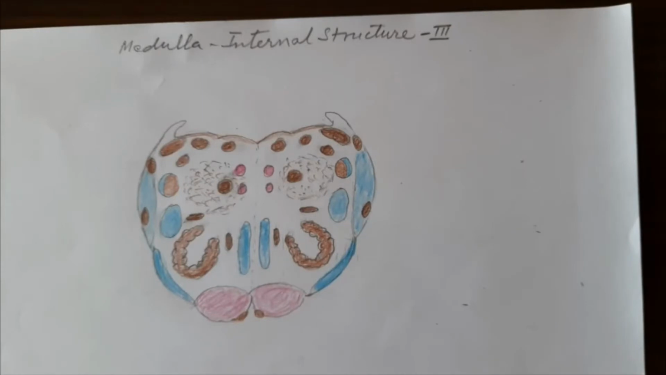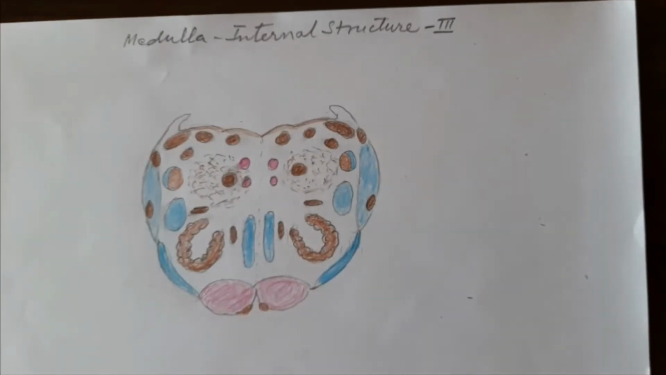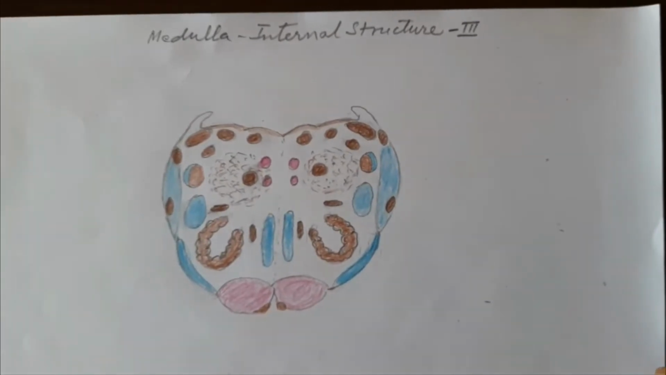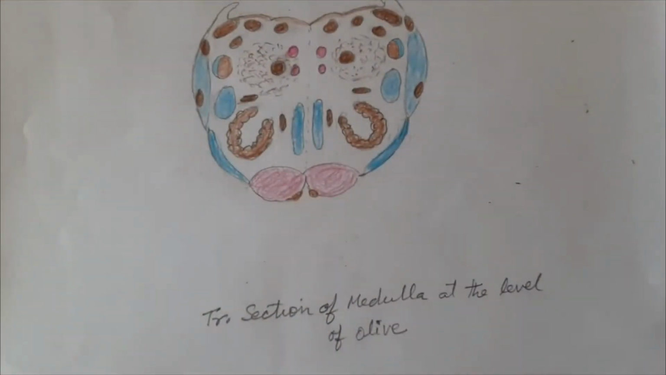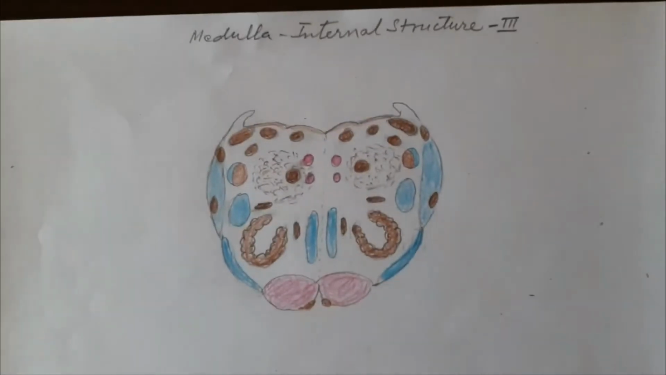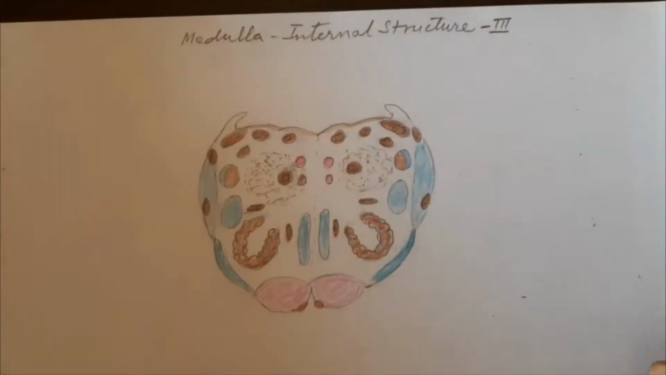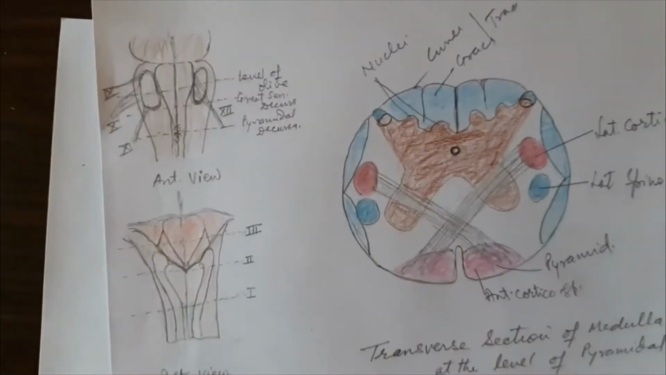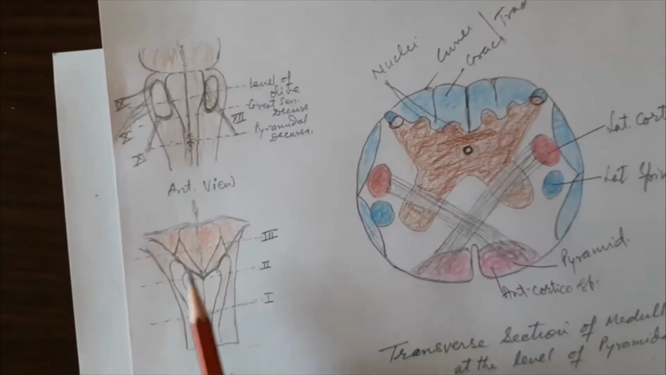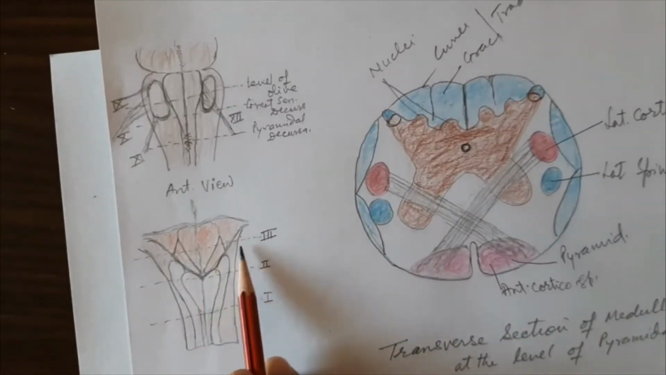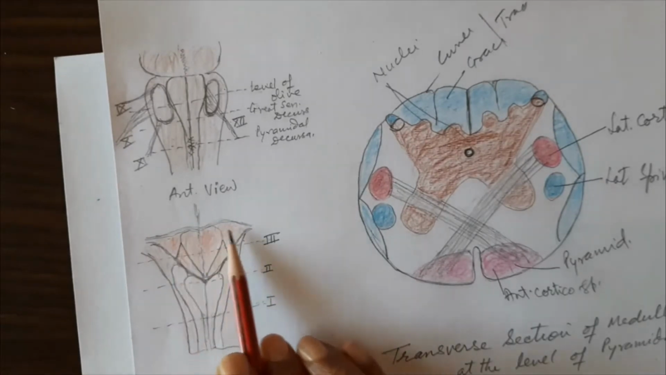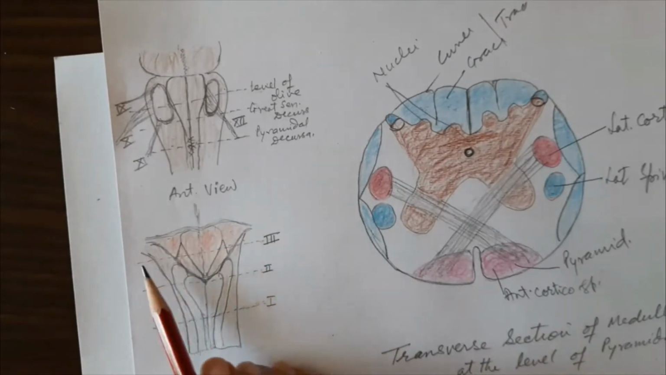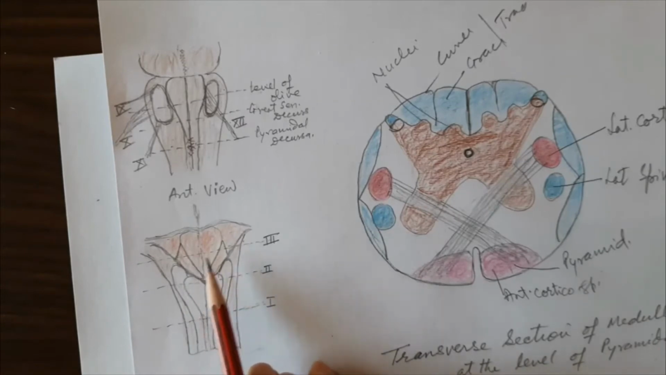Students, this is the third video on the internal structure of the medulla, and this is a transverse section at the level of the olive. In the external features, this third section is passing through the floor of the fourth ventricle, in the lower part of the floor, that is the medullary part of the floor of the fourth ventricle.